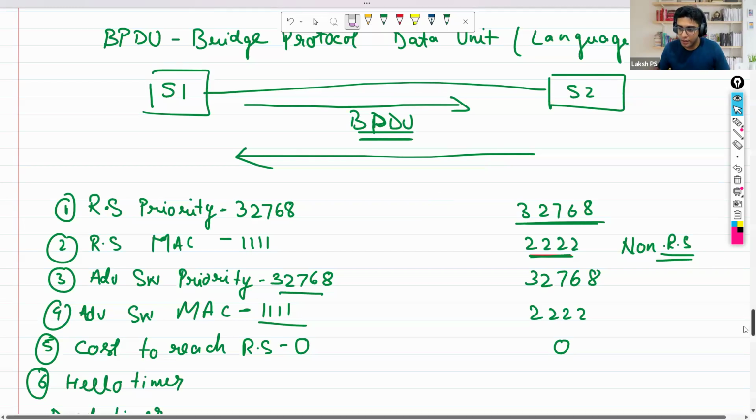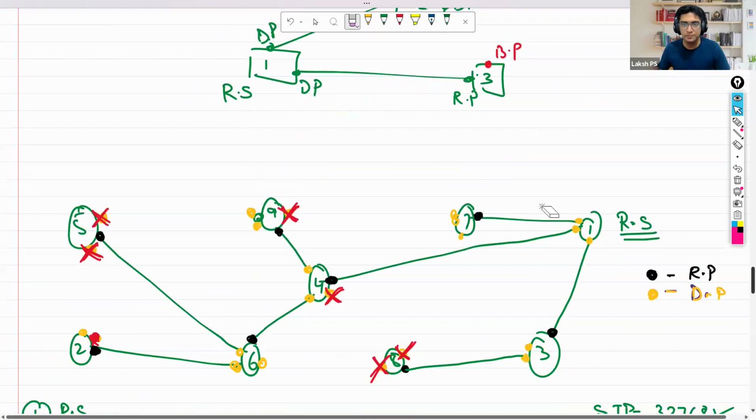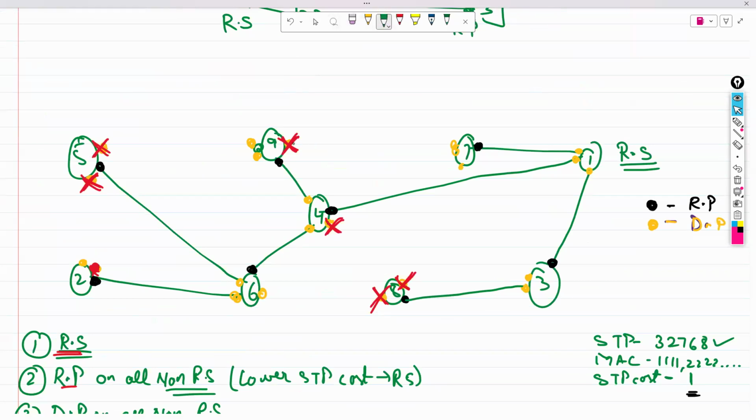Okay, so let's go back to our diagram over here. So that itself will cause the broadcast storm, right? If they keep on exchanging messages like this.